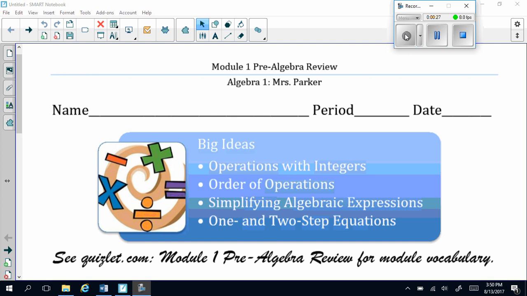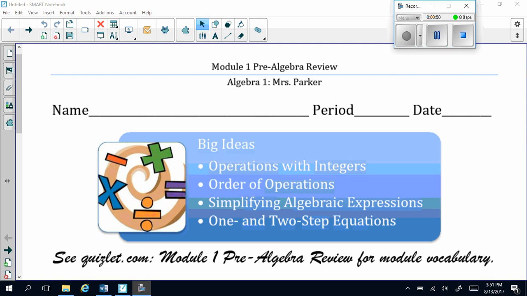I do want to point out we have a resource that we should be using often, which is Quizlet.com, and the vocabulary list that you should be studying right now is the Module 1 Pre-Algebra Review. Again, it is review, so you should recognize these terms, but it's very important as we use them that you know exactly what we mean without having to think too much about it.